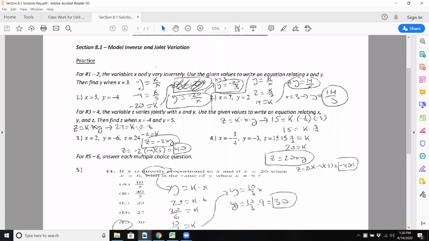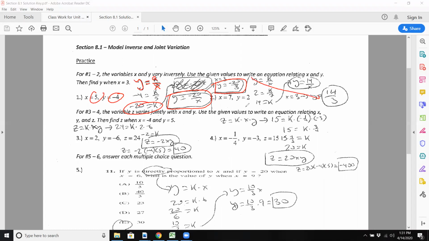So if you look at number 1, remember you're told you have inverse variation here. So y equals k over x. I use k instead of a, but in the notes we had a, so I'll just switch it up over here. So y equals a over x, and then you simply plug in -4 for y and 5 for x, and k is -20. So that's your equation, y equals -20 over x. And then you're asked to find y when x equals 3. Easy, -20 thirds. There you go.